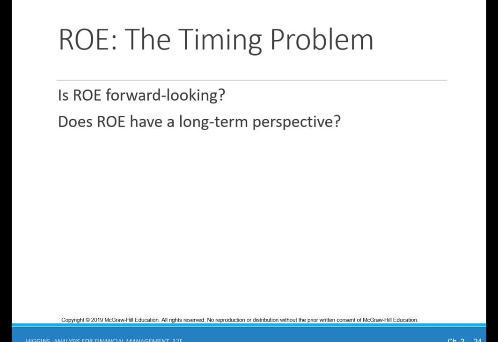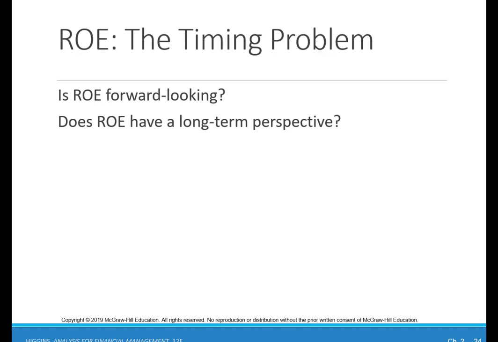Okay, let's conclude our discussion of ratio analysis by talking about some of the challenges with some of the ratios and things we've been talking about. So let's spend some time with this return on equity. And they refer to something referred to as the timing problem.